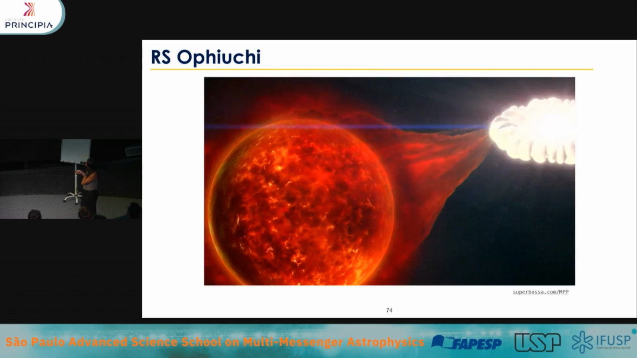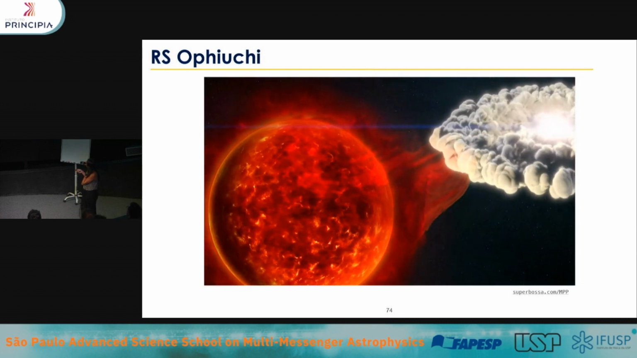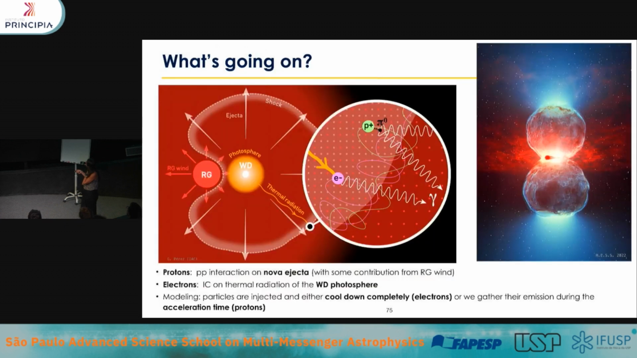And what we think is happening is that you have this, your white dwarf that has a photosphere emitting some thermal radiation, your red giant with all of the wind in the system, and this is the ejecta from this nova event. It's in the shock where you can have either electrons or protons being accelerated and producing the gamma rays.